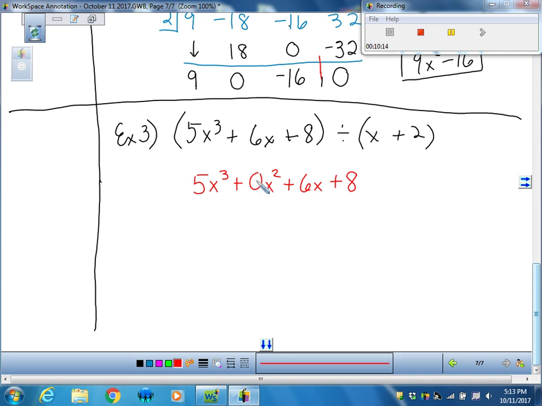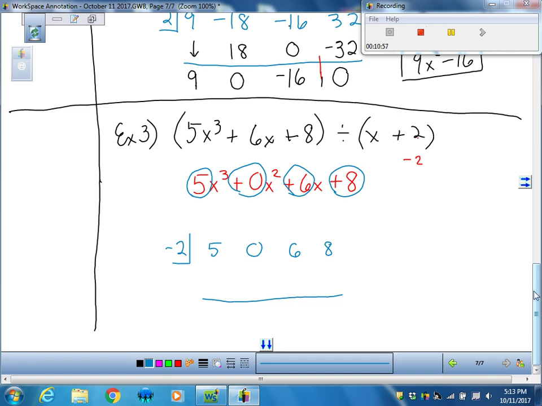Because remember, I'm basing it on coefficients, and if that 0 is not there, everything's going to line up the wrong way and you're going to get the wrong answer. We're going to be dividing by a -2 this time because we want to do the opposite of it, so we'll be using -2. So let's go ahead and get this set up. Inside of here, we're going to put -2. My coefficients are 5, 0, 6, and 8. And now we're ready to get started.